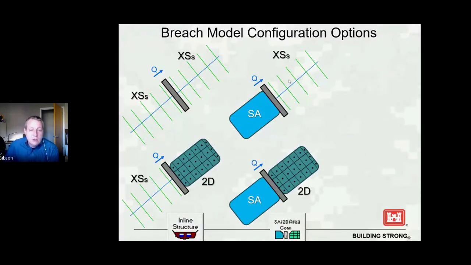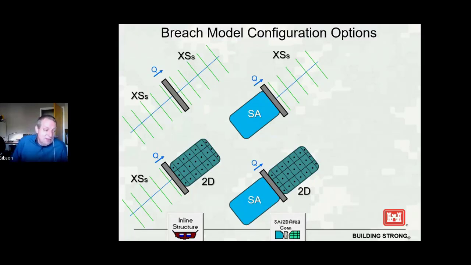So far, these first 3 options all have cross sections in them, and so you're going to use an inline structure. But as soon as we switch to option number 4, where you have a storage area upstream and a 2D area downstream, which is going to be your most stable configuration and is also going to run a little faster than this one, now you're going to switch to the storage area 2D connection.